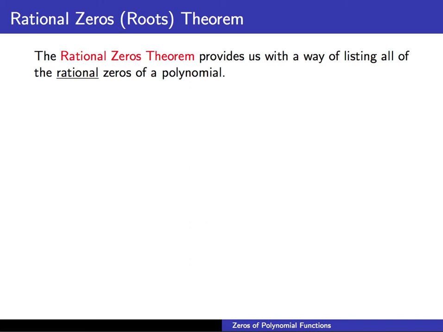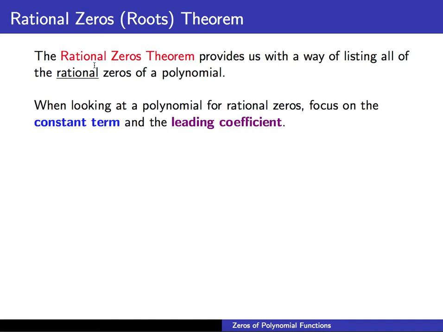Recall that zeros have many aliases: solutions, roots, x-intercepts, and a rational zero is one in which those values are rational numbers. In other words, it's one integer over another integer, or it's a decimal that terminates or repeats. When looking at polynomials for rational zeros, we're going to focus on the constant term, remember, that's the one without the x or the variable, and then the leading coefficient, the number in front of the variable with the highest power.